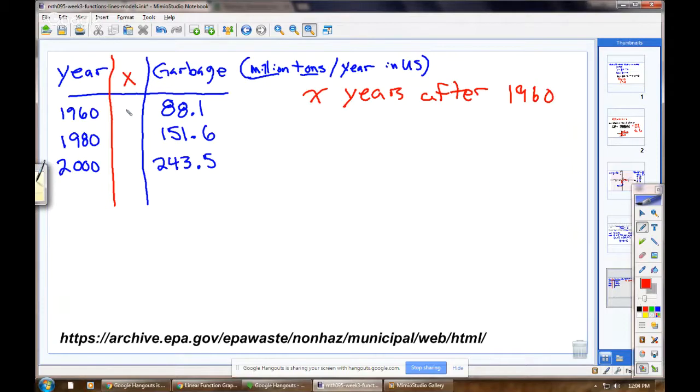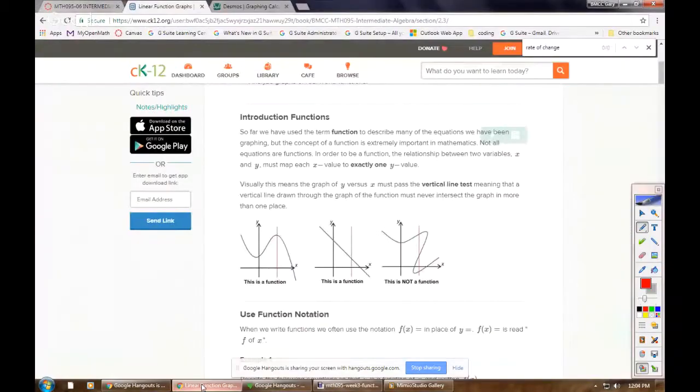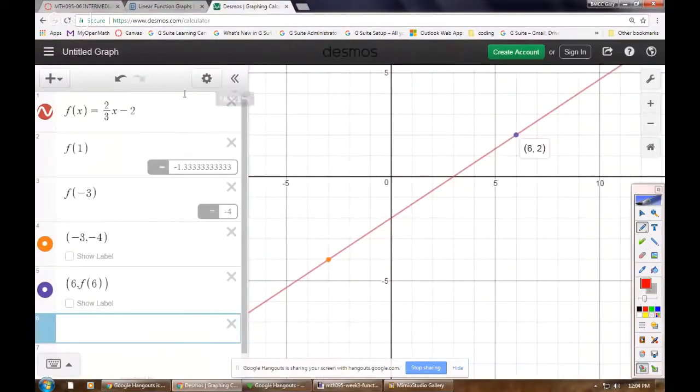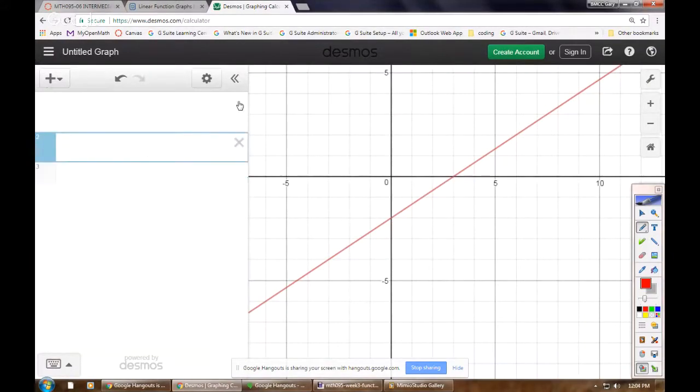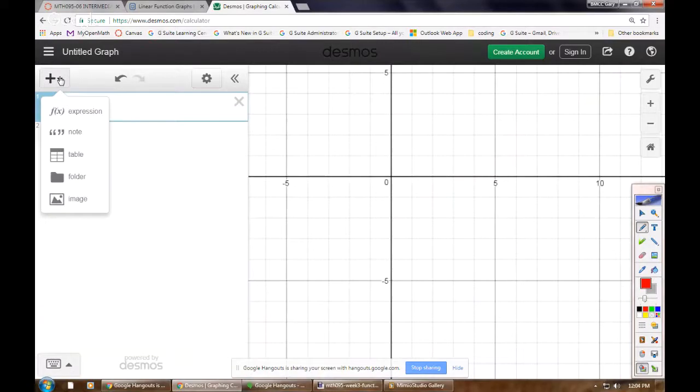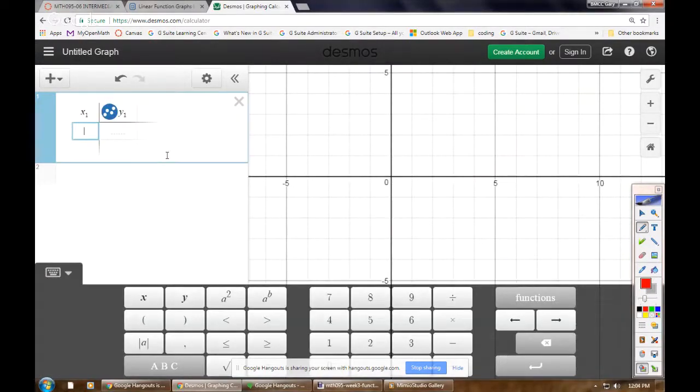So that'll make 1960 years 0, 1980 is 20 years later, and 2000 is 40 years later. And those are the points that I'm going to enter into my graphing utility. So back to Desmos. Let's just get rid of these here and start over. I want to add a table. I could plot them as individual points, but a table is just easier.